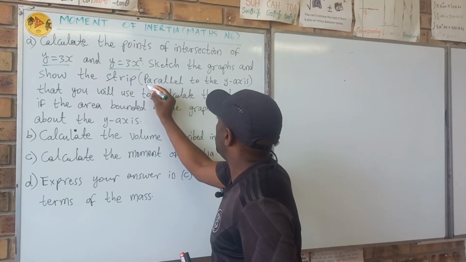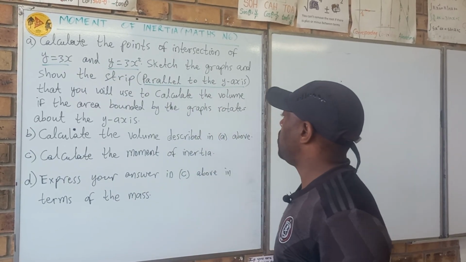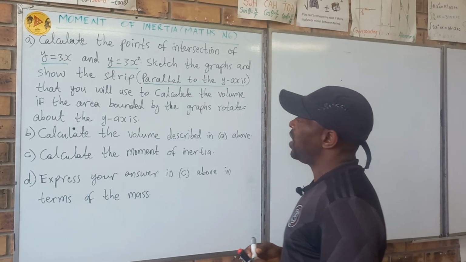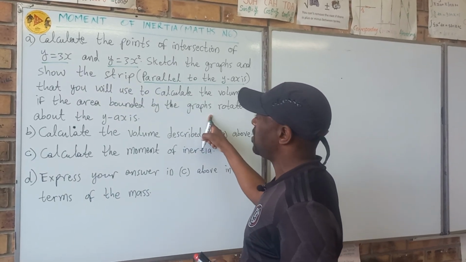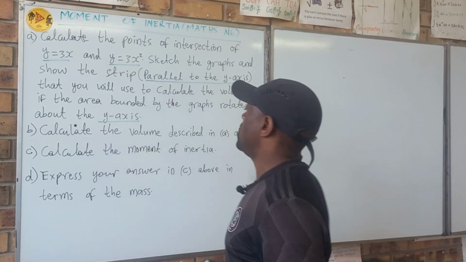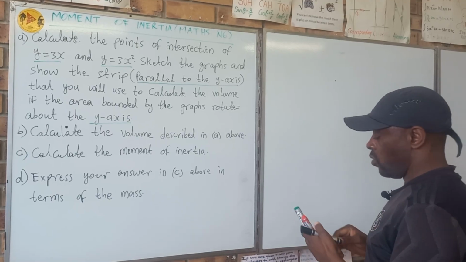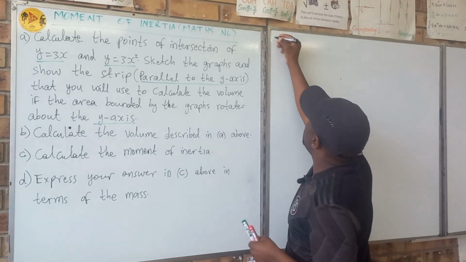Then they've given a condition here, parallel to the y-axis, that you will use to calculate the volume if the area bounded by the graphs rotates about the y-axis. So once I read my question, those are the things that are important to me, which I can put down. So I'm going now to the A part.